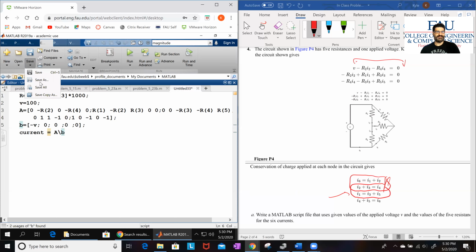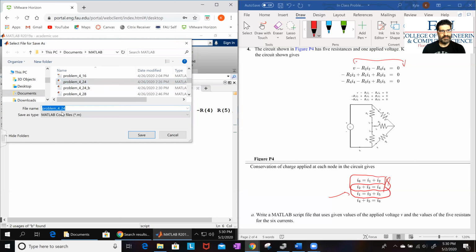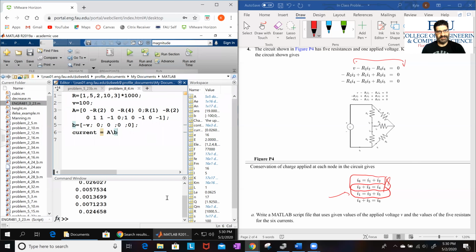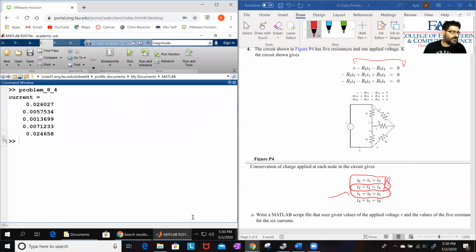Just do the editor here, save as. I'm just going to do this one, Example 8, save, and just run this one here and see what I get in here. So that is what we get. Let me maximize this one here.